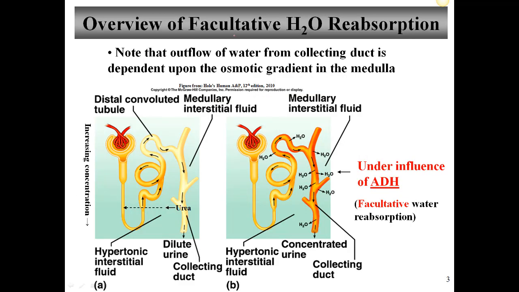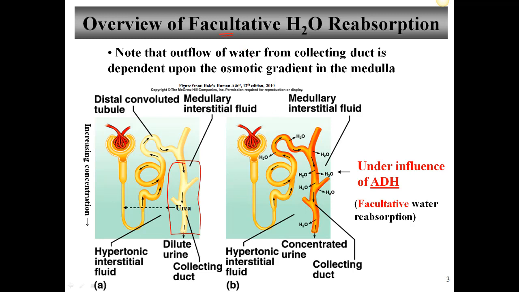Okay, so let's talk about the other side of the coin here. We talked about obligatory water reabsorption, for example, in the proximal convoluted tubule, where water must follow solute. There are some places in the kidney, and in fact what we're going to talk about right now, for example, right here in the collecting duct, where we have what's called facultative water reabsorption.